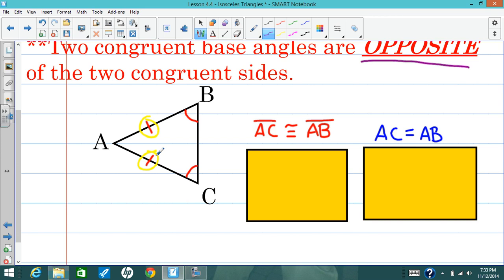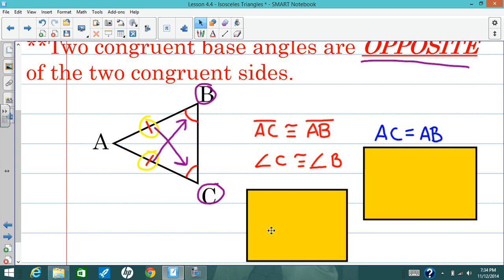So I know it's opposite if I can draw a line, or I'll draw an arrow from the side I'm talking about. So AC goes through the triangle and points at the angle. So angle B is opposite from line segment AC. Similarly, if I go from AB through the triangle, point at C, angle C is opposite from segment AB. So angle B and angle C are my base angles, and they are congruent to each other because they are opposite of the congruent sides.